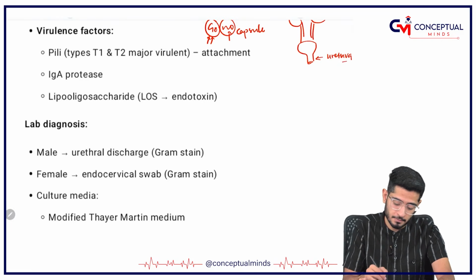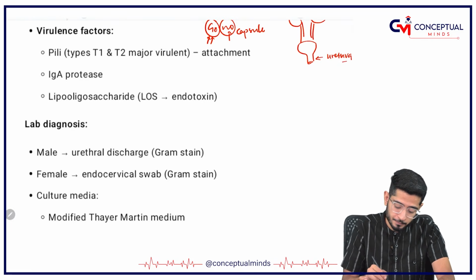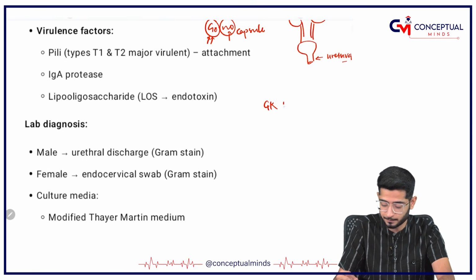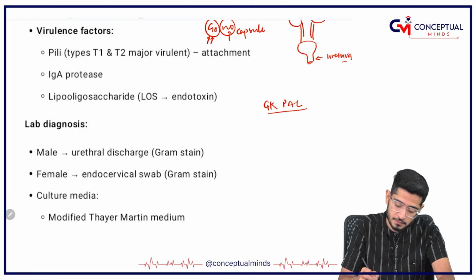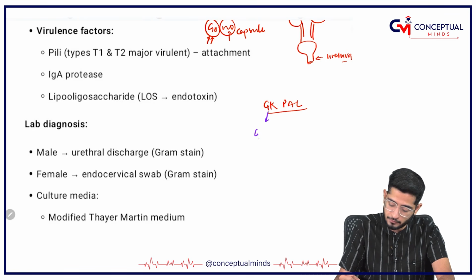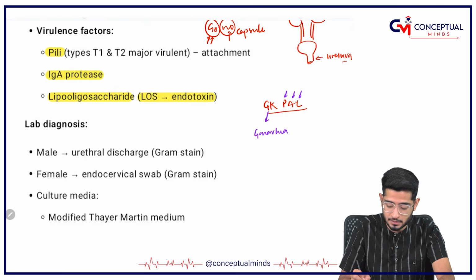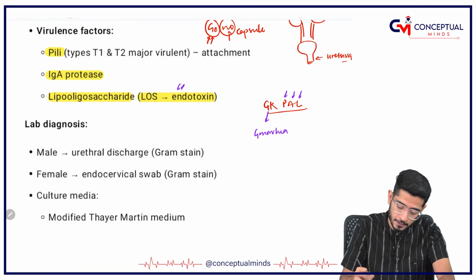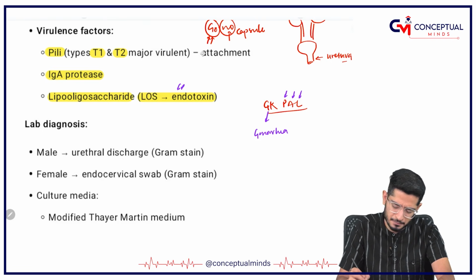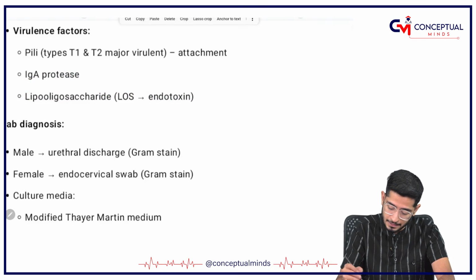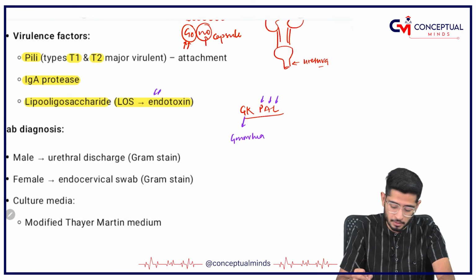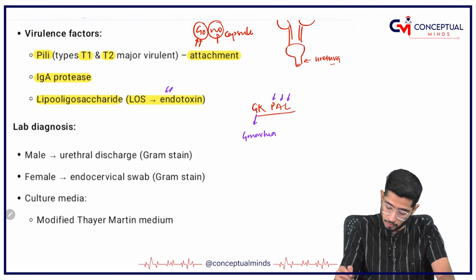What are the virulence factors for Neisseria? This is my mnemonic to remember the virulence. G for gonorrhea, PAL: P for pili, A for IgA protease, L for lipo-oligosaccharide, that is actually an endotoxin. And pili, there are two types, T1 and T2, having the major virulence, and pili everywhere is responsible for the attachment only.